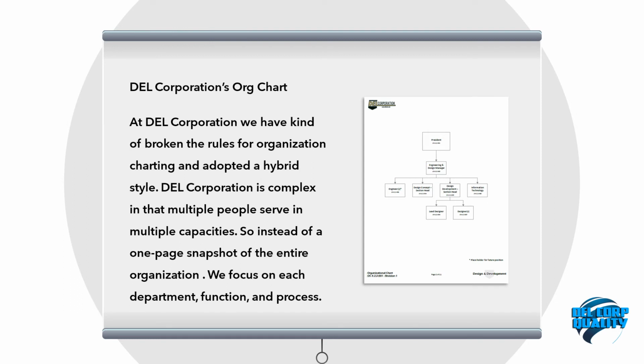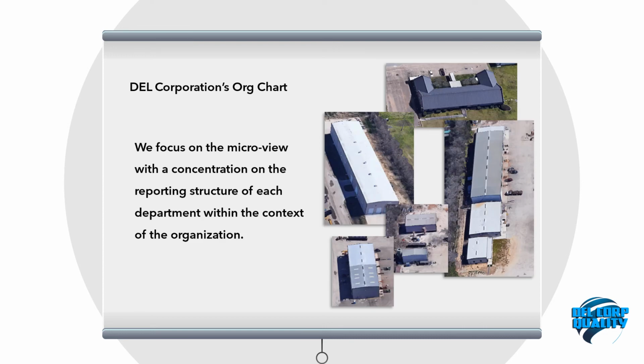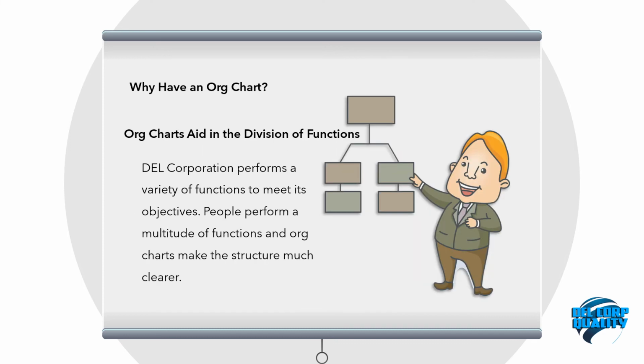At Dell Corporation, we have kind of broken the rules for organization charting and adopted a hybrid style. Dell Corporation is complex in that multiple people serve in multiple capacities. So instead of a one-page snapshot of the entire organization, we focus on each department, function, or process. So instead of the macro overview, also known as the 30,000-foot overview, that most organizational charts depict of an organization's structure, we focus on the micro view with a concentration on the reporting structure of each department within the context of the organization. So why have an org chart?